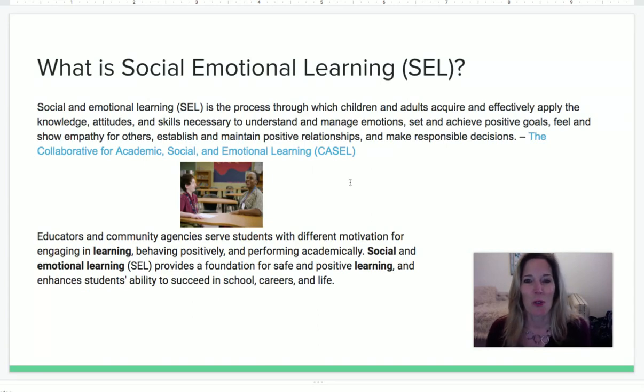What is social emotional learning? According to CASEL, which is the Collaborative for Academic, Social, and Emotional Learning, social and emotional learning, which we call SEL, is the process through which children and adults acquire and effectively apply the knowledge, attitudes, and skills necessary to understand and manage emotions, set and achieve positive goals, feel and show empathy for others, and establish and maintain positive relationships and make responsible decisions.